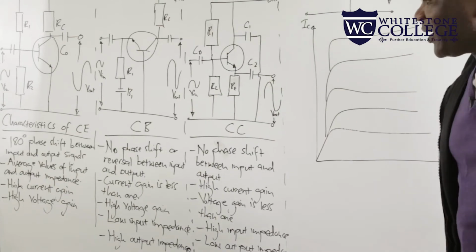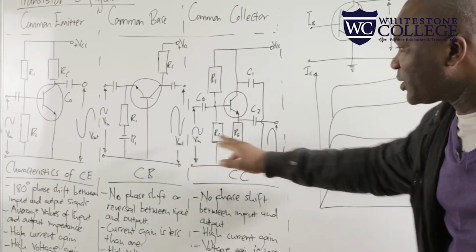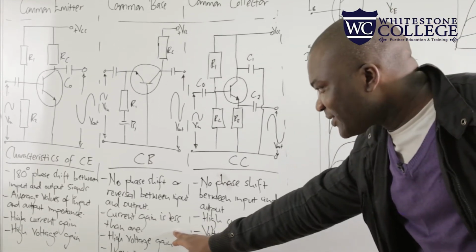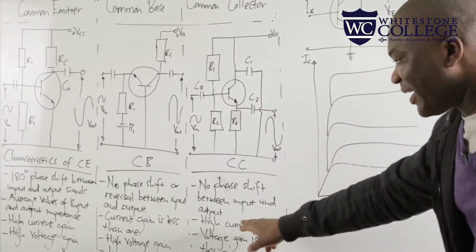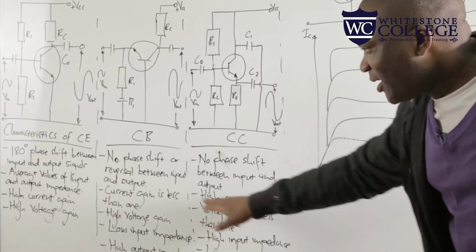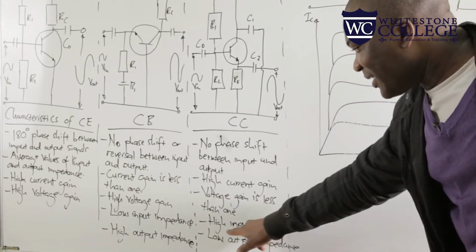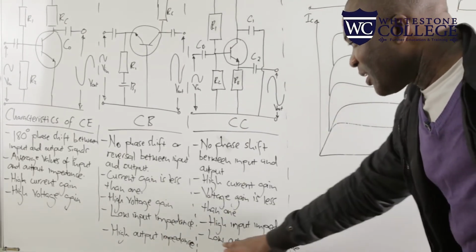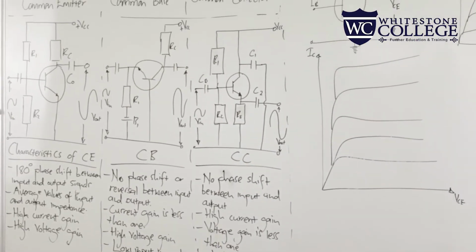Then the common collector configuration, in this case, doesn't have a phase shift. There is no phase shift between the input and the output. Then there is also high current gain. You can see that common base is low current gain, common collector is high current gain. Common collector has a voltage gain which is less than 1, while common base has a current gain which is less than 1. Then common collector has high input impedance, while common base has low input impedance. Common collector has low output impedance. So you must know these characteristics of these configurations.